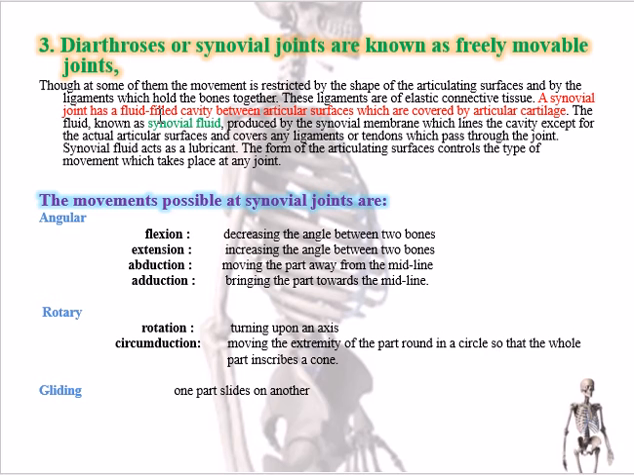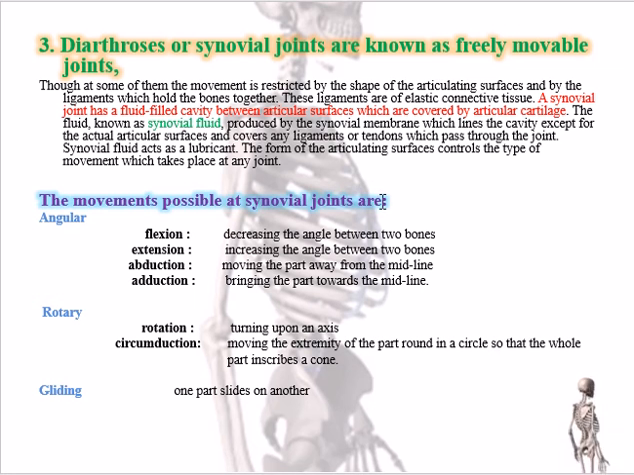A synovial joint has a fluid-filled cavity between the articular surfaces, which are covered by the articular cartilage. The fluid, known as synovial fluid, is produced by the synovial membrane, which lines the cavity except for the articular surfaces and covers any cartilage or tendons which pass through the joint. Synovial fluid basically acts as a lubricant. The form of the articulating surface controls the type of movement which takes place at any joint.